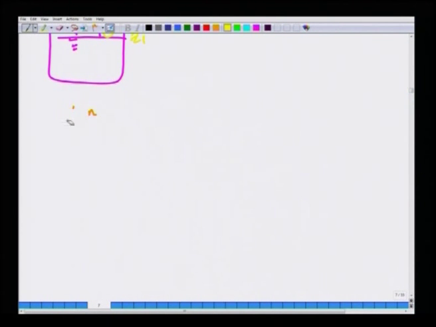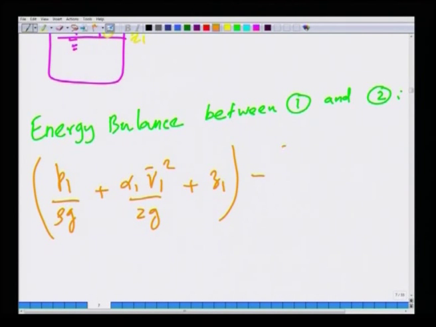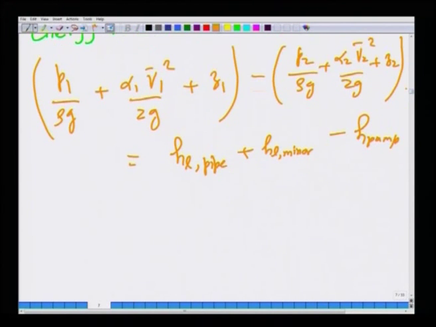So, if you write the energy balance between point 1 and 2, okay, all you will get is P1 by rho g plus alpha 1 V1 squared by 2g plus Z1, minus P2 by rho g plus alpha 2 V2 squared by 2g plus Z2, is equal to the total losses, which is the major loss due to pipe plus the minor loss due to bends and valves and so on, minus H pump, where this is the head, in some sense the work done by the pump on the fluid. Okay. So, that is why it is coming with a negative sign.